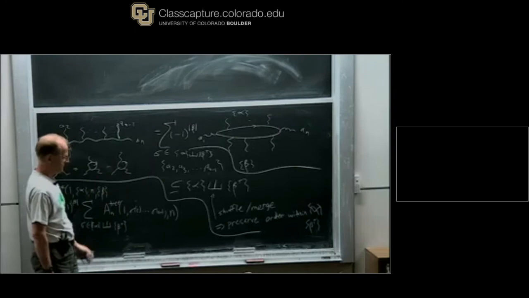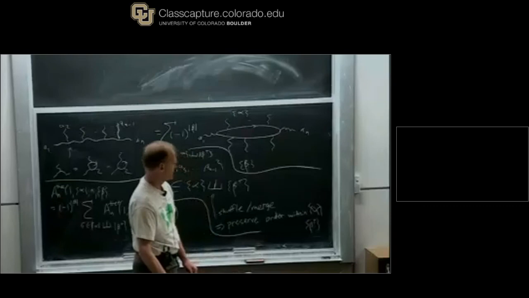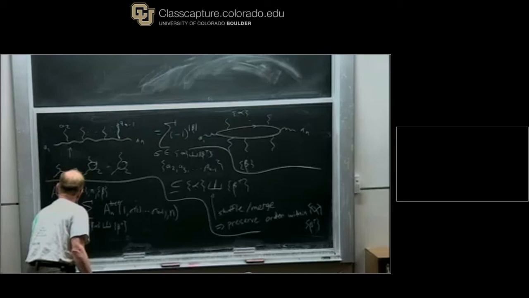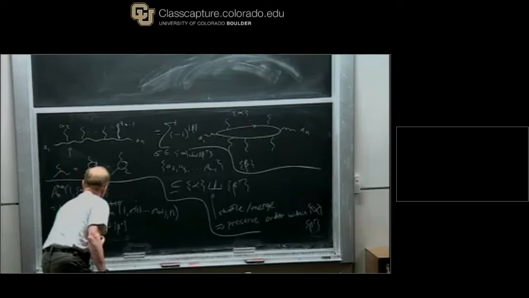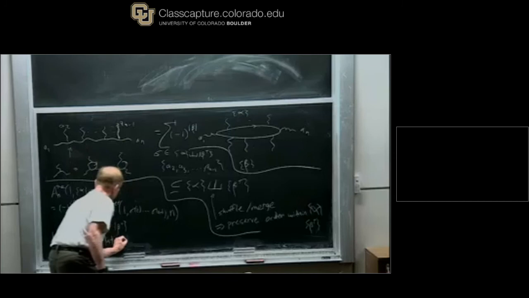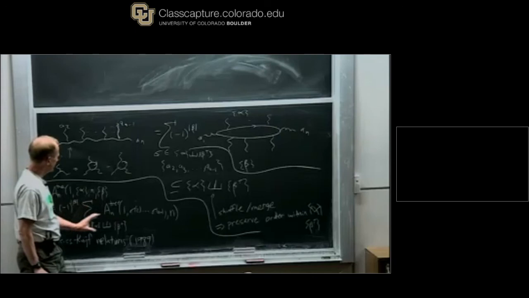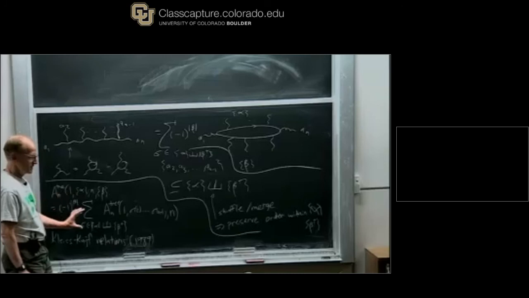And next time, the BCJ relations will actually show us that there are some very similar relations to these. I should have said these are called the Kleiss-Kuijf relations. And they go back to 1989. Whereas the BCJ relations date from this millennium, like 2008. Anyway, they have a superficially similar structure, except they will have kinematic factors in the relation. This relation has no kinematic dependence, right? It just has plus or minus signs in the linear relation.